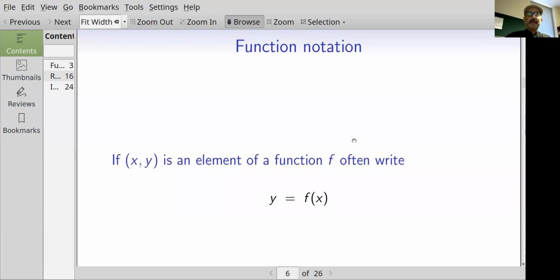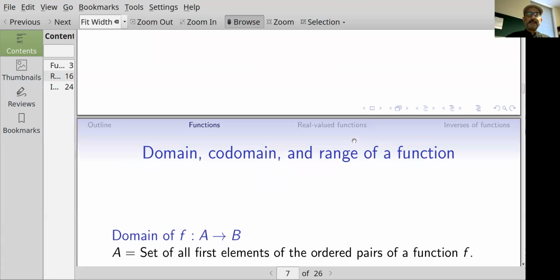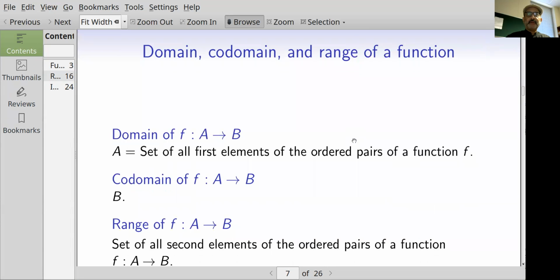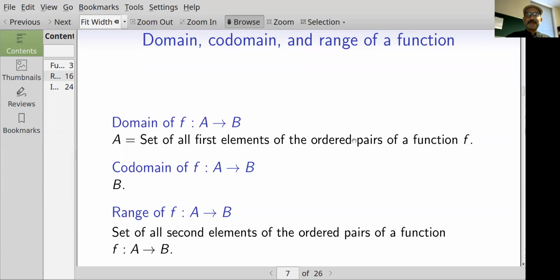Okay, now the notation that we are used to is that if (x, y) is an element of a function f, then we would write y equals f of x. Now some notation about functions and definitions. Supposing we have a function from A to B, then we call A the domain of f. If we have a function from A to B, we will call B the codomain of f.